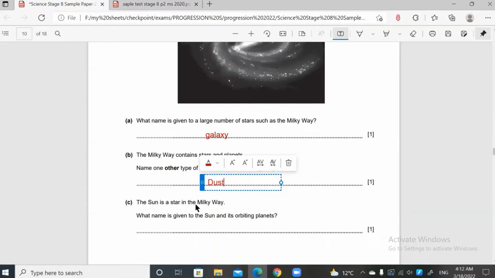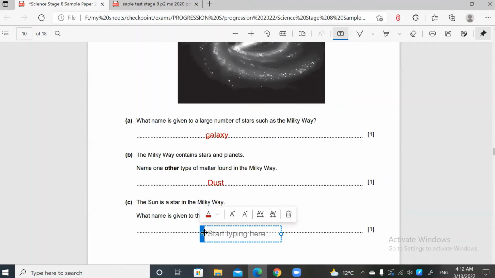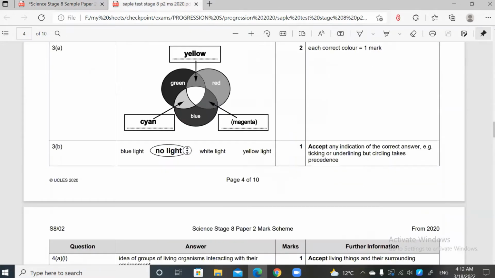The sun is a star in the Milky Way. What name is given to the sun and its orbiting planets? Of course, it is the solar system. Let's check the answer from the mark scheme. This is question number 7.